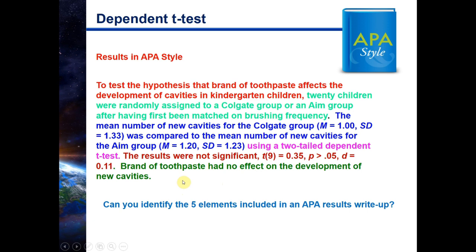And then finally, the fifth element is to explain what all this jargon means in plain, simple English, so that even grandma can understand, assuming grandma isn't a statistician or research scientist. So the layman's interpretation here would be: brand of toothpaste had no effect on the development of new cavities. All right? So those are the 5 elements, and generally speaking, that's how we write up the results section. We try and stick pretty closely to the 5 elements.